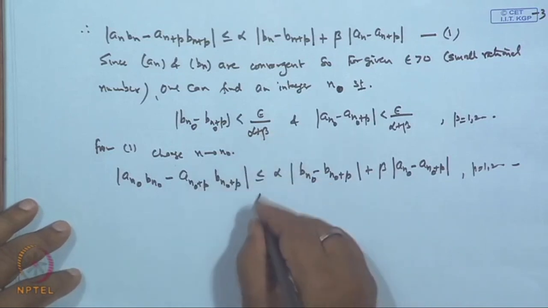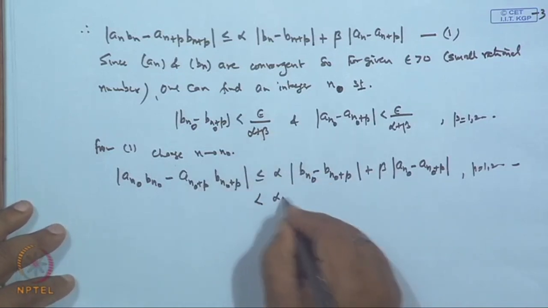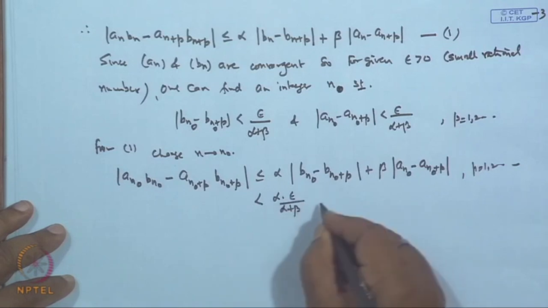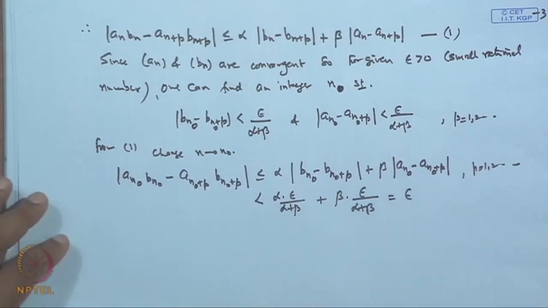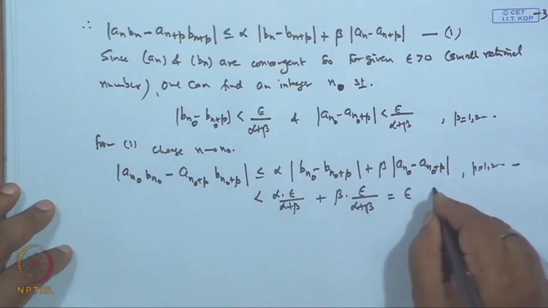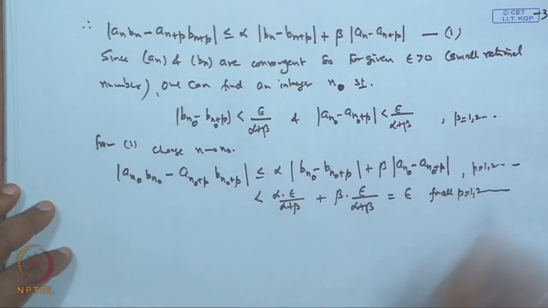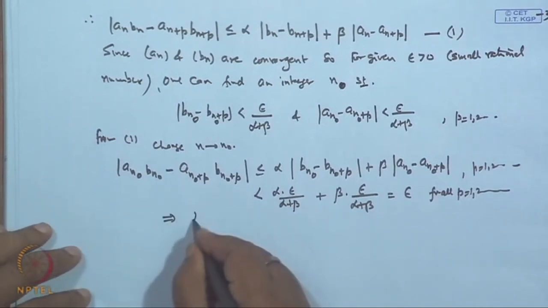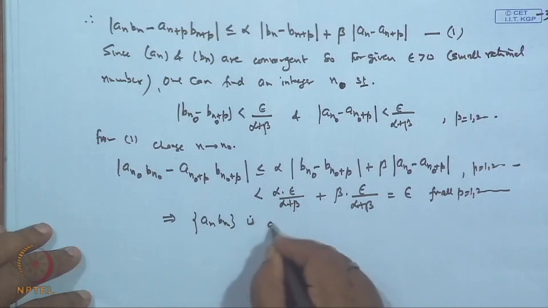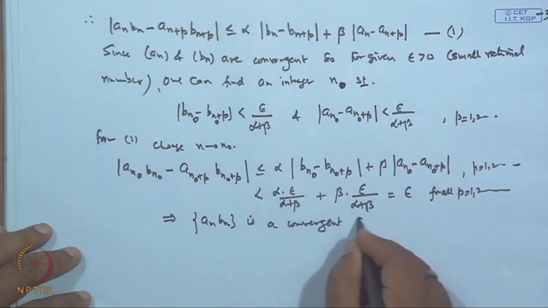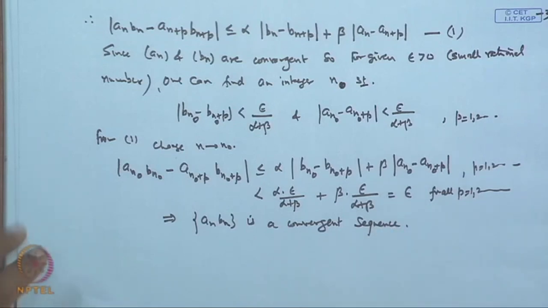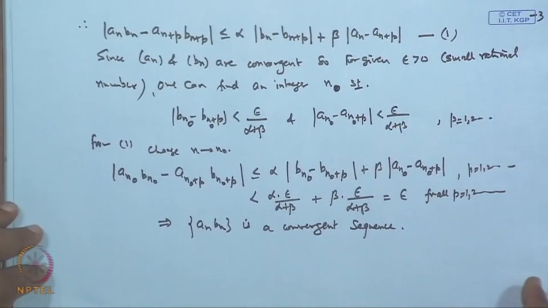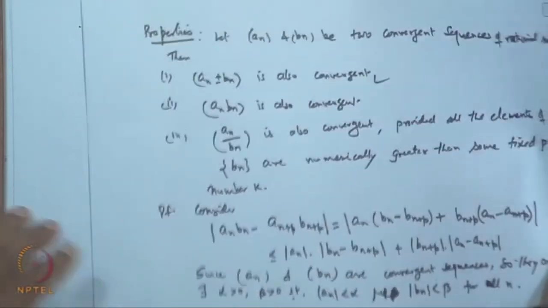Now, this will remain less than alpha into epsilon by alpha plus beta. This is also less than beta into epsilon over alpha plus beta, which is equal to epsilon. So, this is true for all p starting from 1, and so on. So, this implies that the sequence a_n b_n is a convergent sequence. So the product of two convergent sequences is convergent. Clear? So this is the proof for part two.